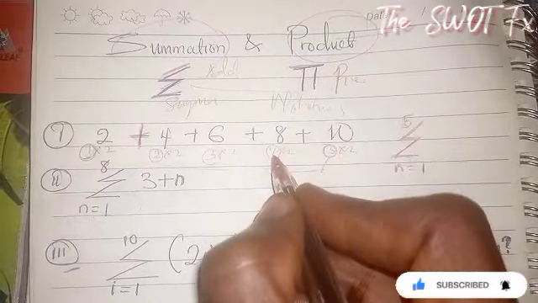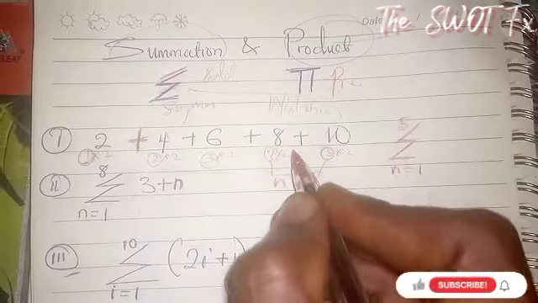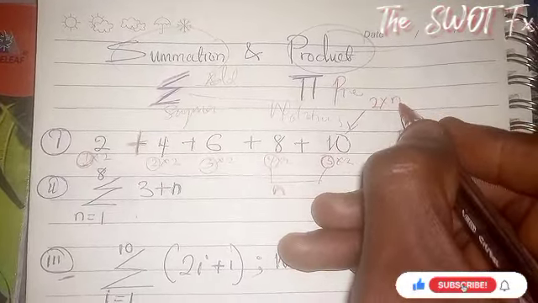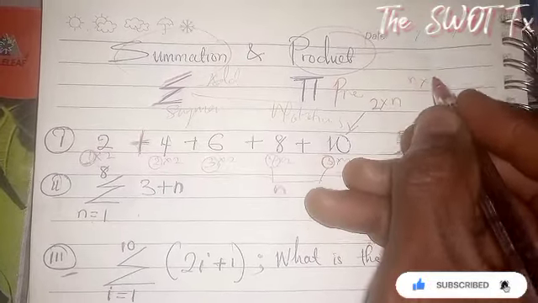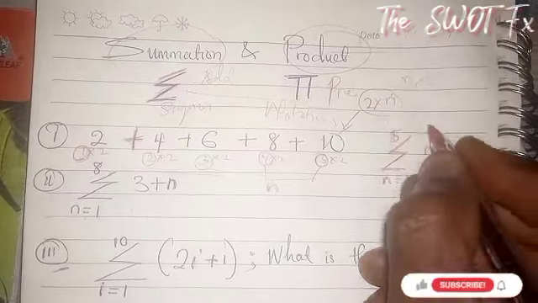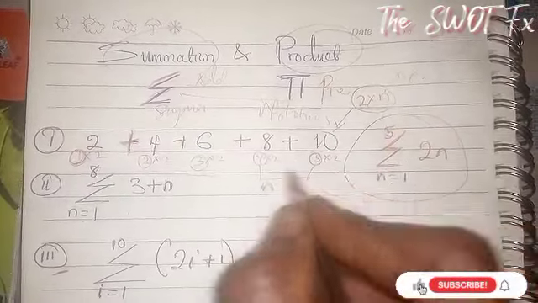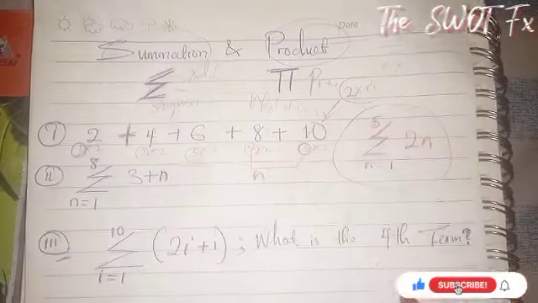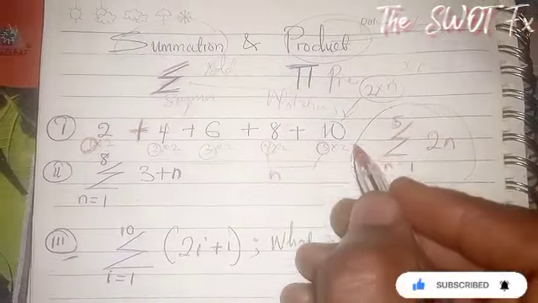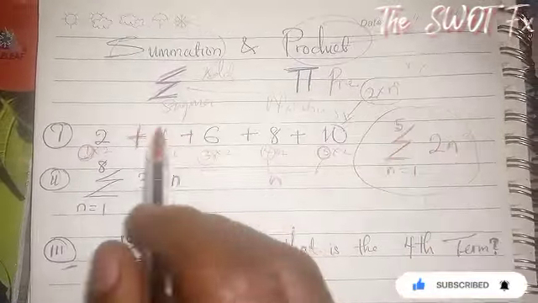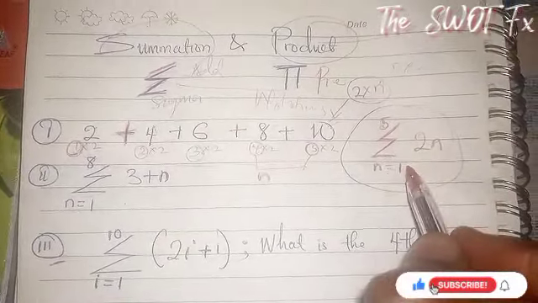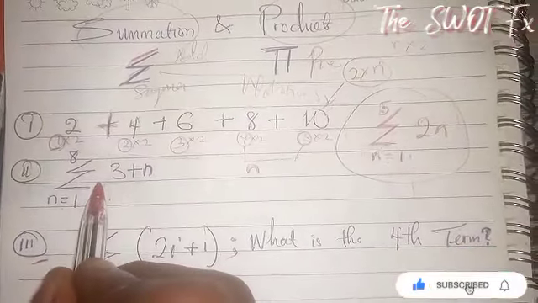Meaning that you're having n times 2. To evaluate this, you must have 2 times n, or let me say n times 2, but better still 2 times n. So 2n is the expression that will derive all these givens one after the other. Typically, this is just a representation of this question in summation form.